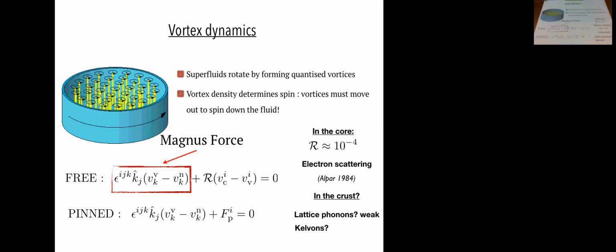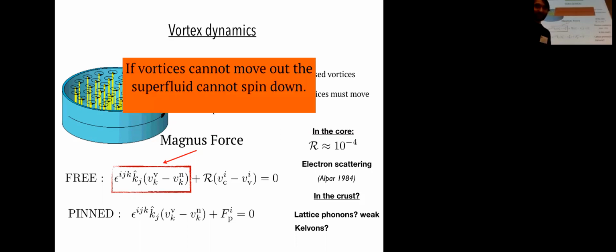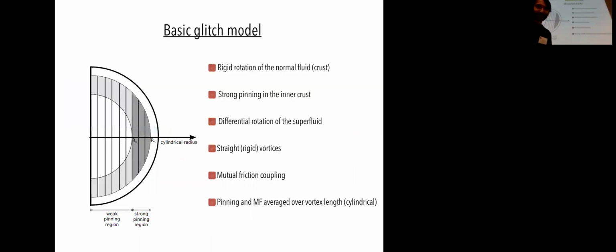The question, of course, is what happens in the crust if you have vortices moving. So you can excite lattice phonons, of course, but this effect is thought to be weak. But you can also excite Kelvin waves in the vortices themselves when they move past the pinning sites. I'll come back to that. So, of course, if the vortices are pinned, then you can't spin down the superfluid, and this is how you store angular momentum, but I don't think I need to explain this to you.